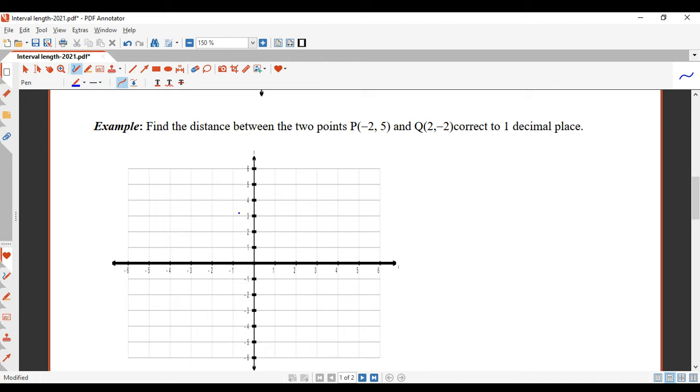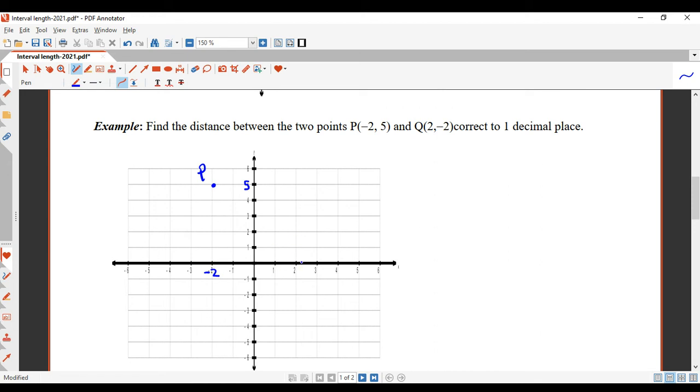Okay, so first thing is minus 2, 5. Minus 2, 5 is about here. 1, 2, 3, 4, 5. Yep, so that's P. There's 5 there. And minus 2 is there. Then you've got Q at 2, minus 2.